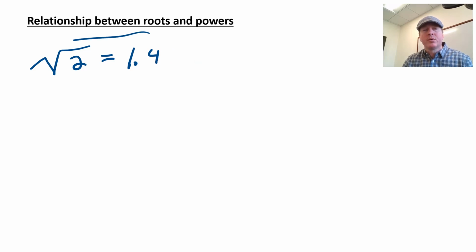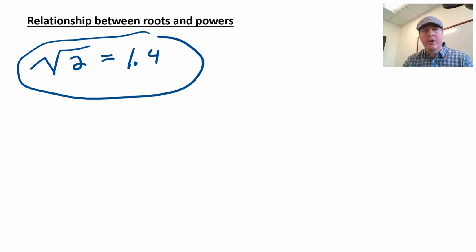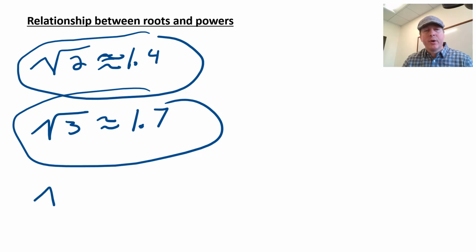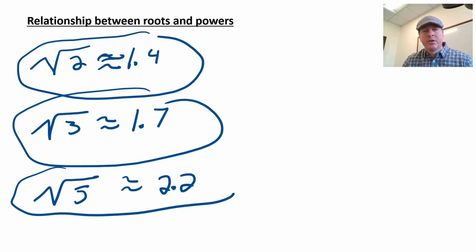So you want to memorize the square root of 2. It's about 1.4. I'm going to write approximately equal to. How about the square root of 3? That is approximately 1.7, so you want to memorize that. And then the square root of 5, that's worth memorizing. We said that's approximately equal to 2.2. So those are good square roots that are irrational numbers that you want to round up and memorize.